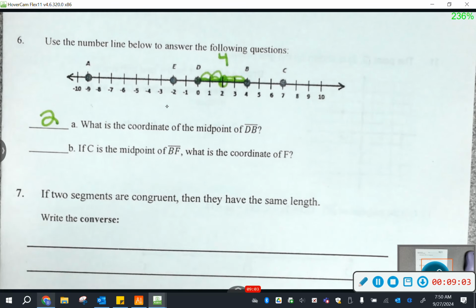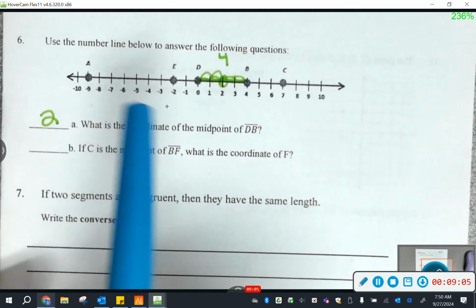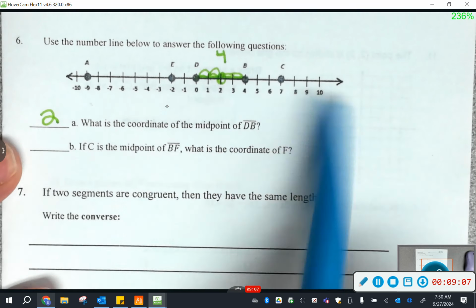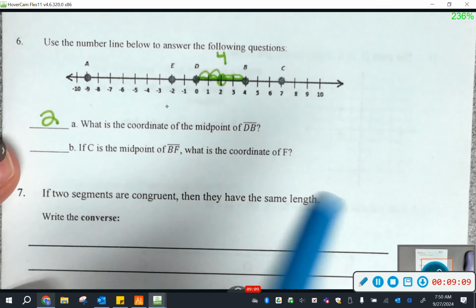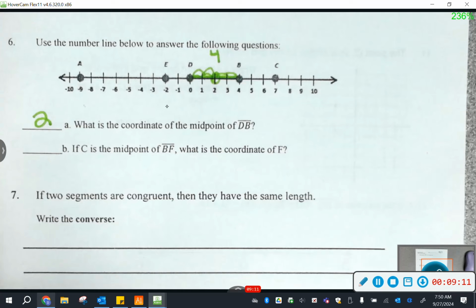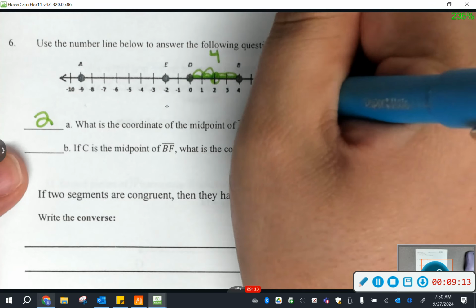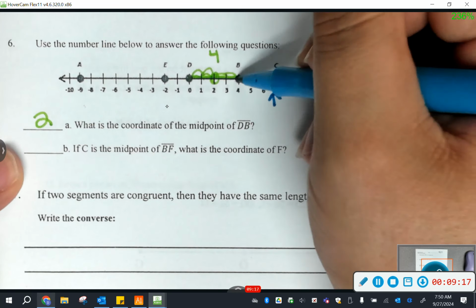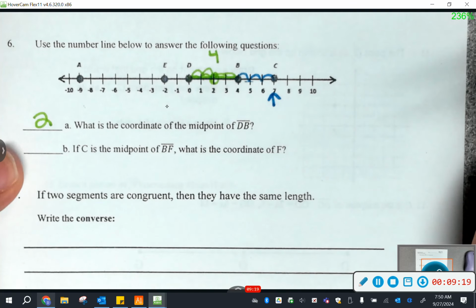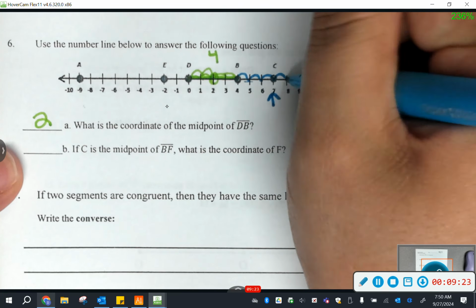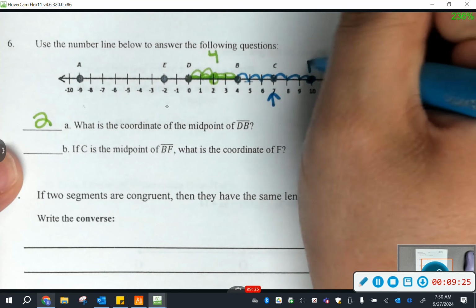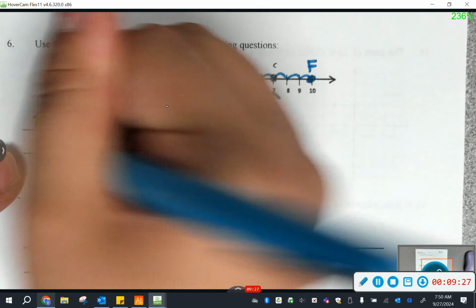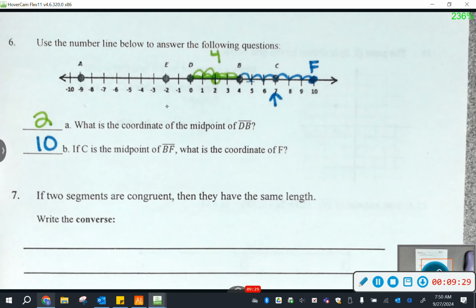If C is the midpoint of BF, do you even see an F anywhere on here? No, that's what it wants to know. If C is in the middle of BF, how do I find out where F is? I got to count. It's going to be 3, so I got to do 3 again, and it is going to be at 10. You just have to count and then keep going that many.